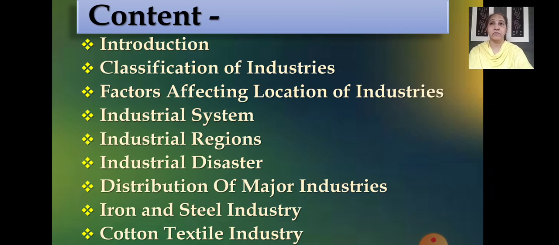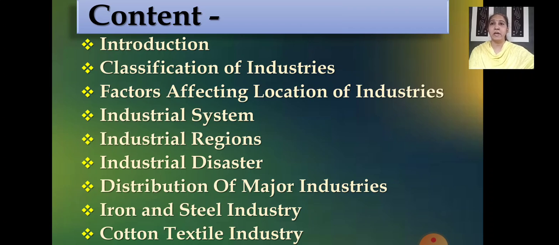In our last session, we learned about the industrial system that consists of inputs, processes and outputs. Then we saw the industrial regions. We saw the major industrial regions all over the world as well as in our country India, right? Then we saw the industrial disasters and the reasons why they happen. And we saw the worst industrial disasters of all time that occurred in Bhopal on 3rd of December 1984, and the second incident that happened in China on 23rd of December 2005. Then we saw the risk reduction measures also to be taken by the industries.